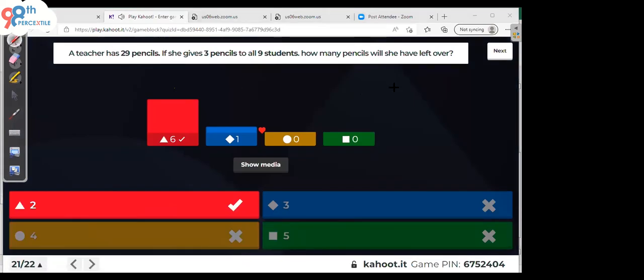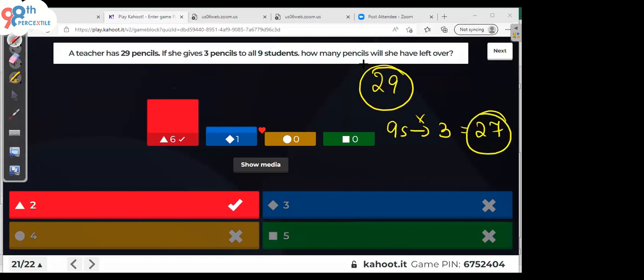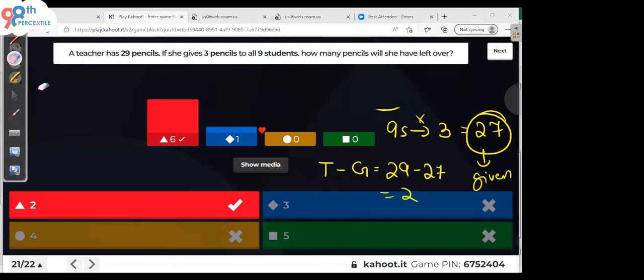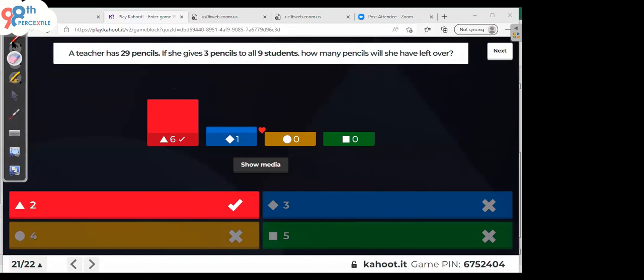Okay, let's check. Don't worry. So totally 29. Okay, so there are 9 students, and to each she gives 3. That means she has given away 27. So what we do here, she has given 27 and the total was 29. So we do total minus given, and that is 29 minus 27. That is equal to 2. That is how we get this answer. Okay, for each, or to all students, means she has given each 3. That is 3 times 9, and that is 27.